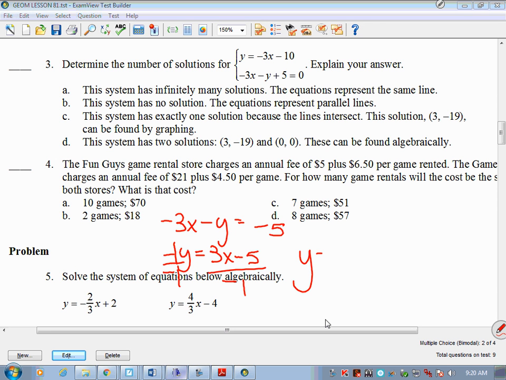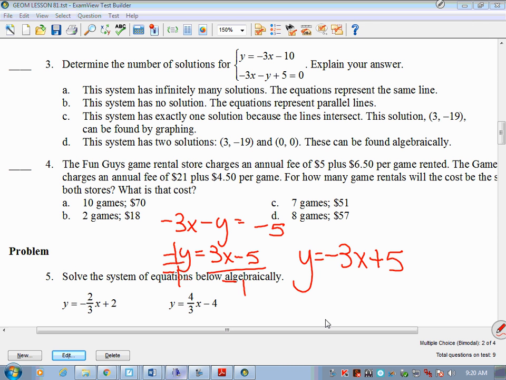So y equals, what's 3 divided by -1? Anything divided by -1 is going to end up being -3x, right? -3x, and so what is -5 divided by -1? Negative divided by negative is a positive, so you get +5. So we've got an equation. We got y equals -3x minus 10, and we have y equals -3x plus 5.